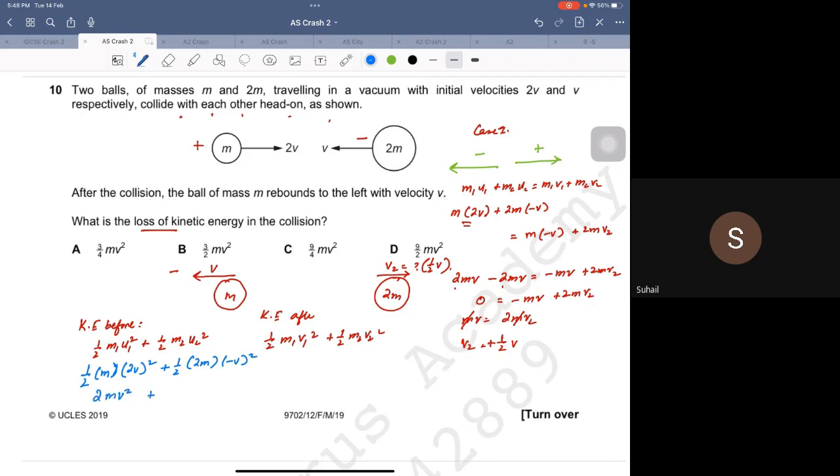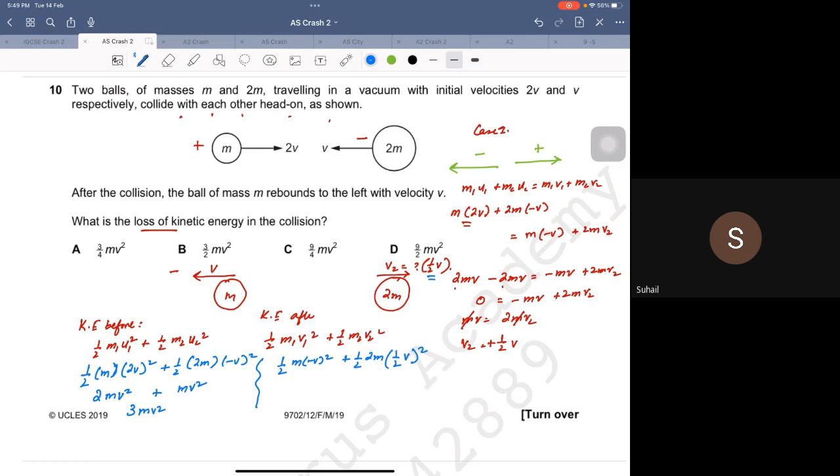This will be basically plus, 2 will cancel out with 2, so mv square, and negative will cancel out because of the square. So 2mv square plus mv square is 3mv square. Okay. Afterwards, it's going to be half m minus v whole square plus half 2m, and that's going to be half v whole square because we have found the velocity.